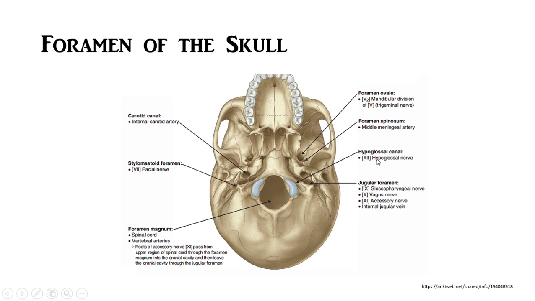Next we have the hypoglossal canal, and again, like the carotid canal, it's pretty easy to remember what passes through it, considering the name. The hypoglossal nerve is the one that passes through there. Next we have the really small hole here. It's the foramen spinosum, and the middle meningeal artery is what passes through it. Finally we have the foramen ovale, and the mandibular division of the trigeminal nerve passes through there.